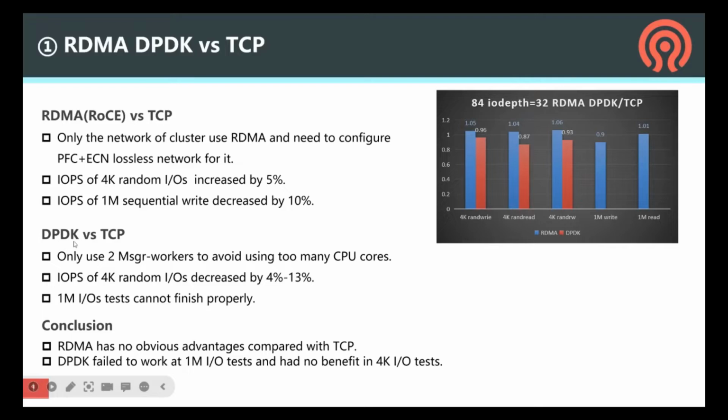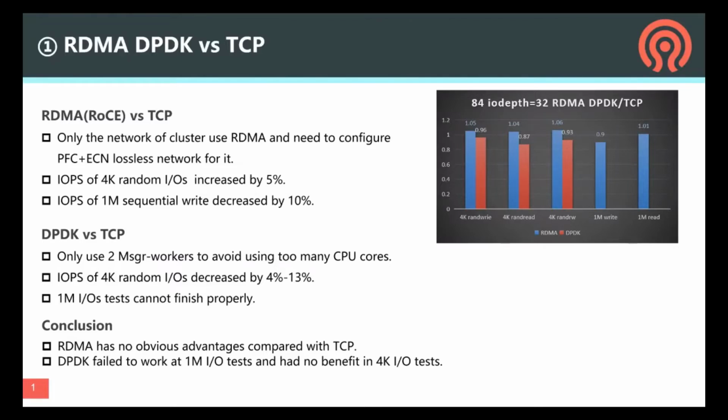Then we enable DPDK and test it against TCP. Because each DPDK thread will occupy a full core, we only use 2 message workers to avoid using too many CPU cores. The 4K random IO rate decreases by 4%. The sequential write rate will decrease by 30%.